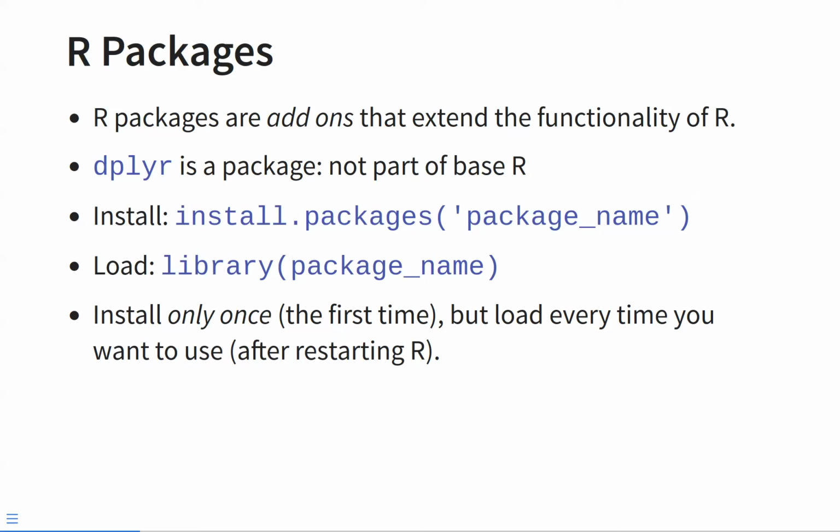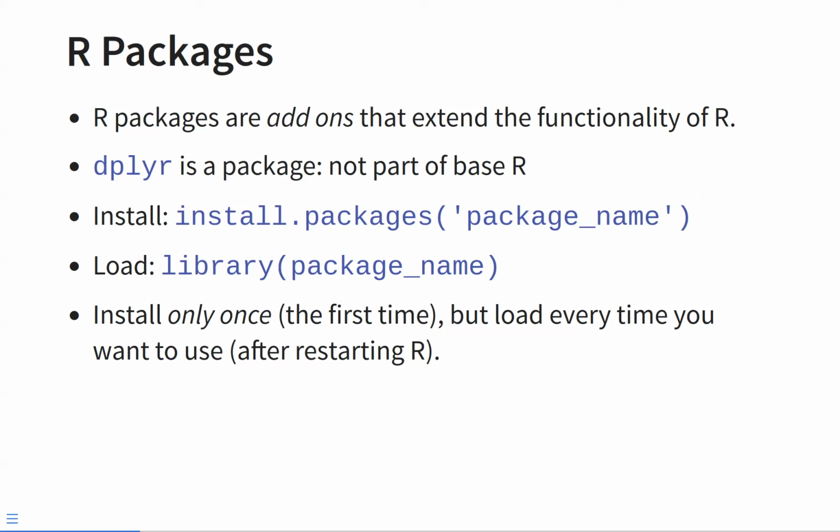dplyr is an R package. Packages are add-ons that extend the functionality of R. That means that dplyr is not a part of base R. To use it, you'll need to install it. You can do this by using the command install.packages, and then parentheses, the name of the package you want to install. You can also install it using the drop-down menus in RStudio.